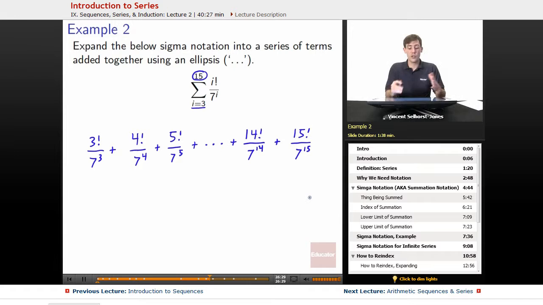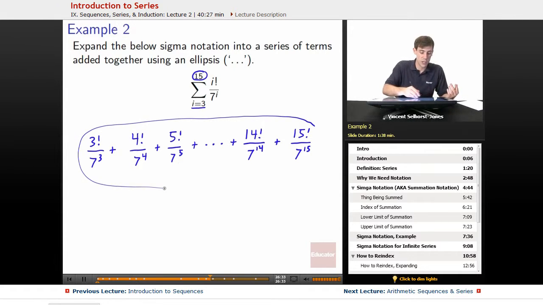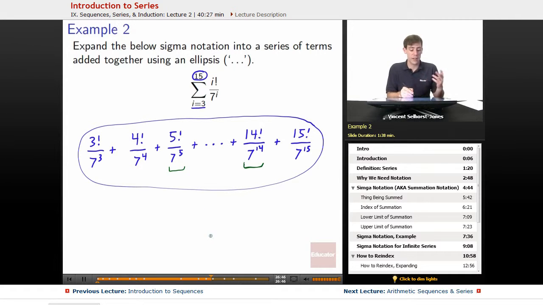So there we go. We've managed to write the whole thing out using an ellipsis. We've expanded the sigma notation into a series of terms. And we don't necessarily have to write out all of these. We could certainly get away with not writing this one right here, the 14 factorial over 7 to the 14. And we might even be able to get away with not writing the 5 factorial over 7 to the 5th. It helps us see the pattern, but is not absolutely necessary.